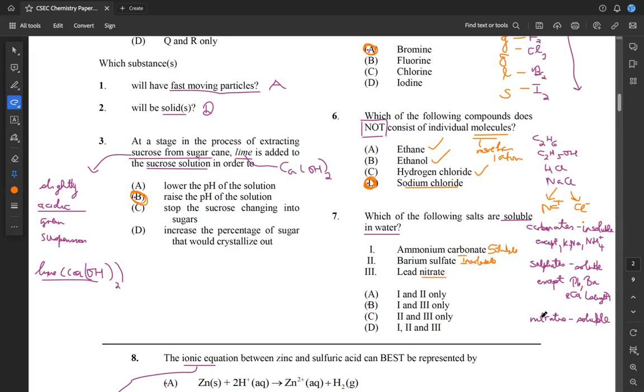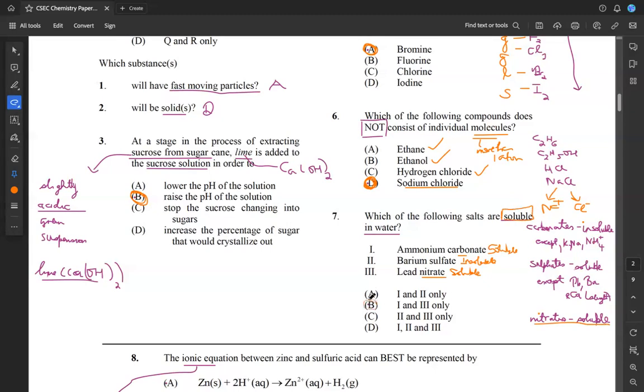Now let's look at nitrate. Nitrates, all nitrates are soluble. So this one is going to be soluble in water. So our only insoluble one is what? Only insoluble one is barium sulfate, and the question is asking us about which ones are soluble. So those would be what? 1 and 3, okay? So that would be B.